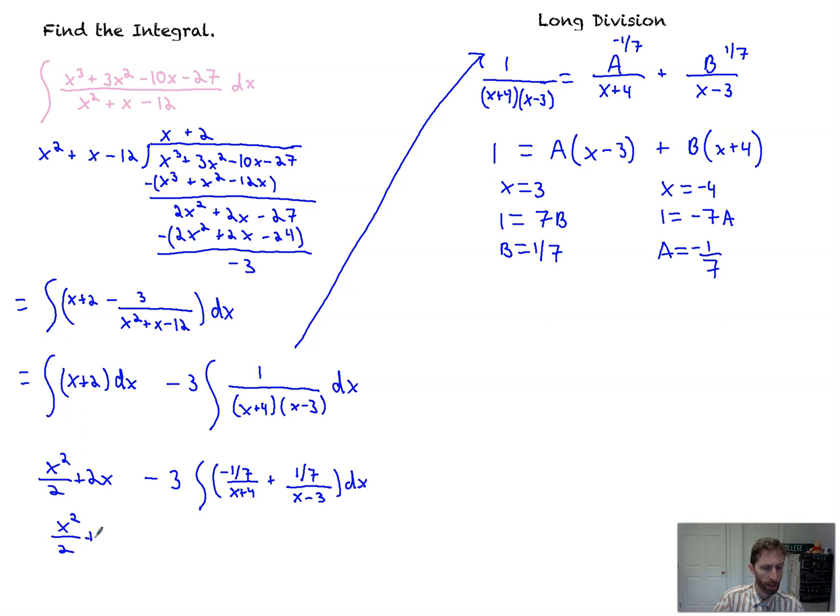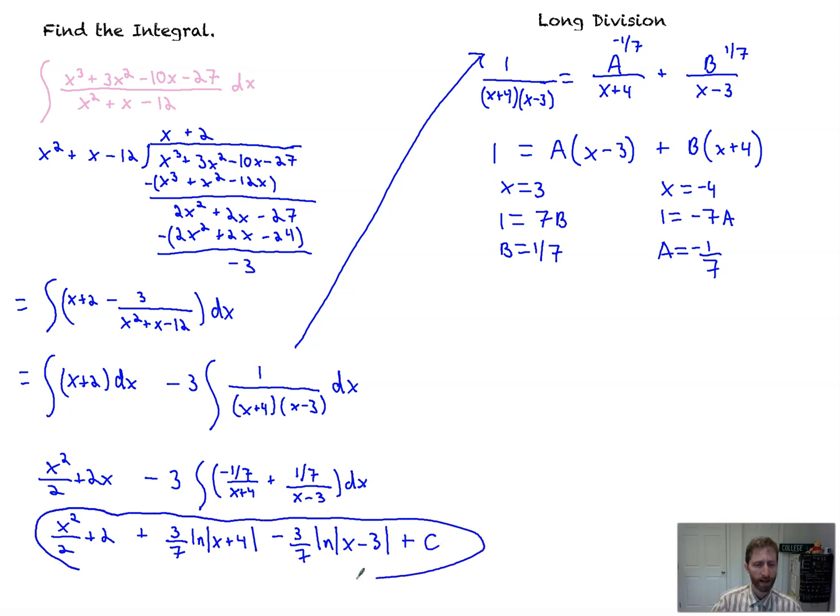Now the integral's not bad. So you'll have x squared over 2 plus 2x. This is going to be minus 1/7 times minus 3, or plus 3/7 ln of the absolute value of x plus 4. That's there because it's 1 over x plus 4. Minus 3 times 1/7 will be minus 3/7 ln of the absolute value of x minus 3. So the integration's actually very straightforward. Dudes, the manipulation, that's what's hard.